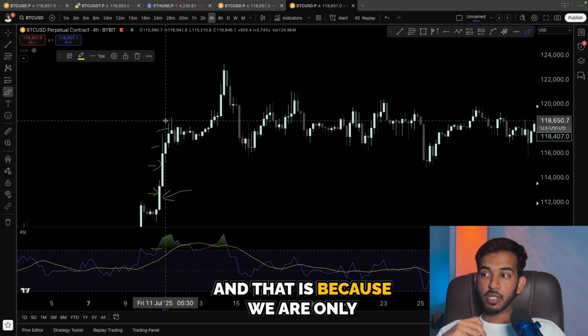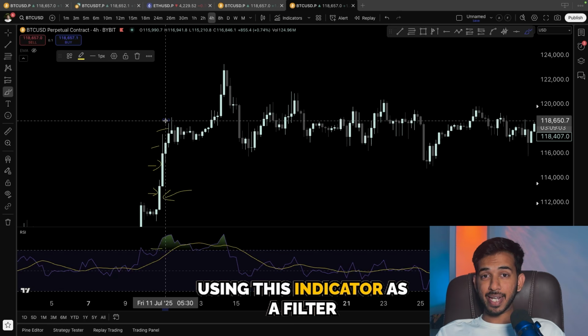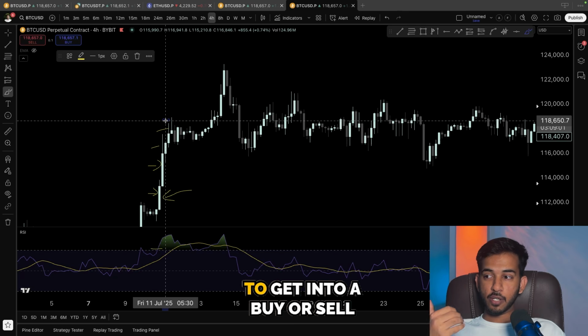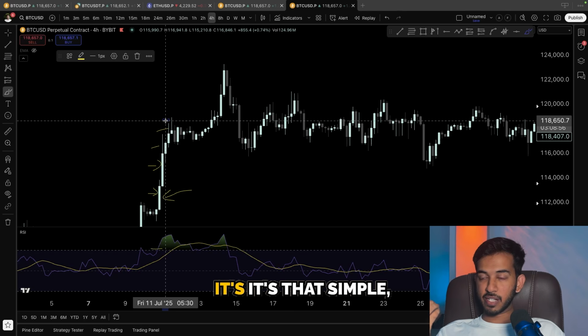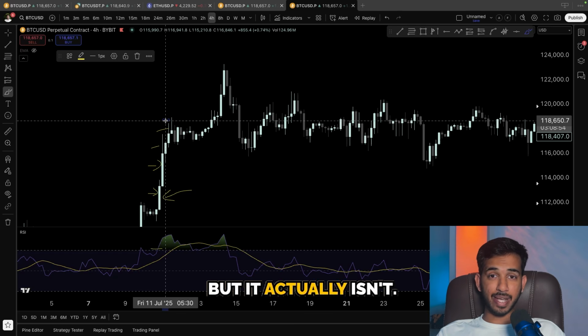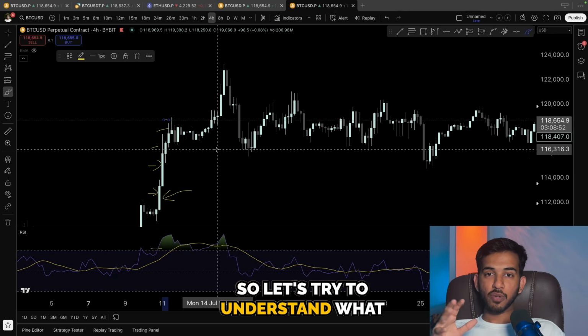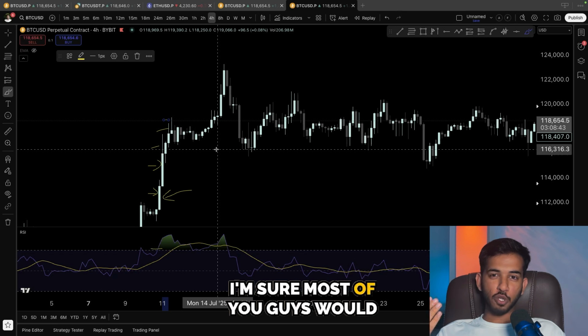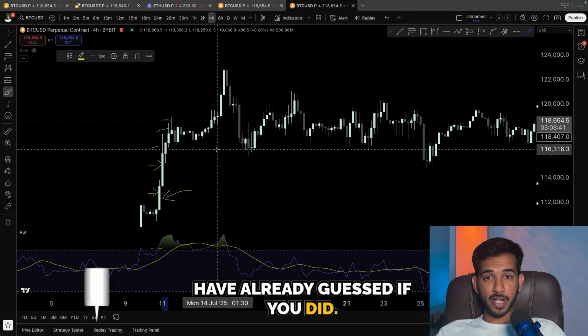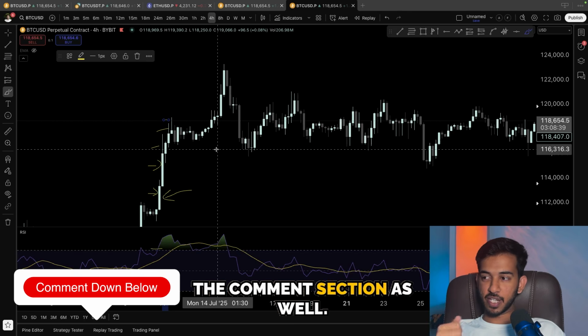And that is because we are only using this indicator as a filter to get into a buy or sell trade, or to go long and short. I mean, it's that simple, but it actually isn't. So let's try to understand what we are missing here. The major thing that we are missing, I'm sure most of you would have already guessed it. If you did, make sure to drop that in the comment section as well.